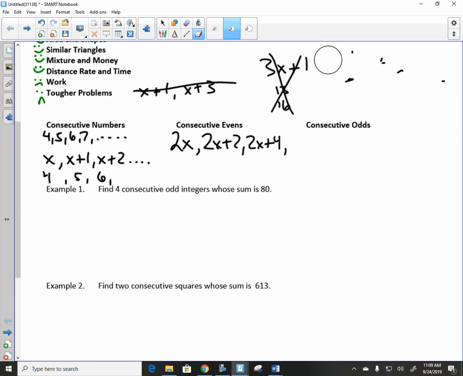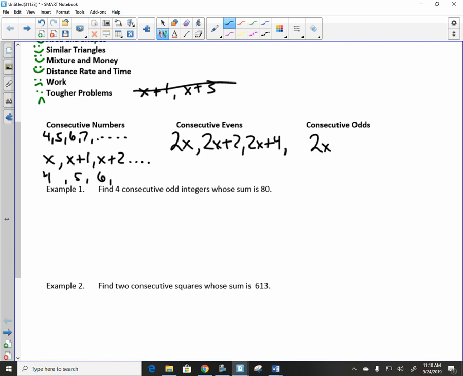Think, folks, we made something even. What could you do to an even number, any even number, in order to make it odd? Times 2 plus 1. So 2x plus 1, 2x plus 3, 2x plus 5, so on and so forth. Those will give you consecutive odd integers.